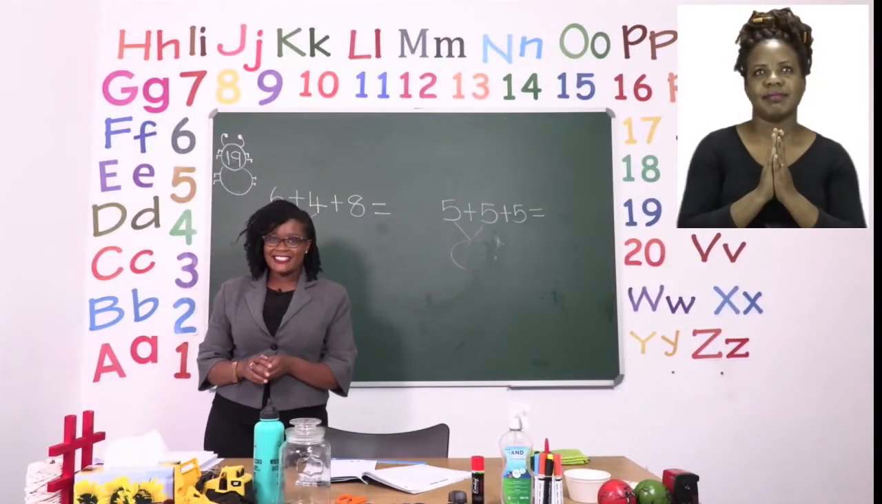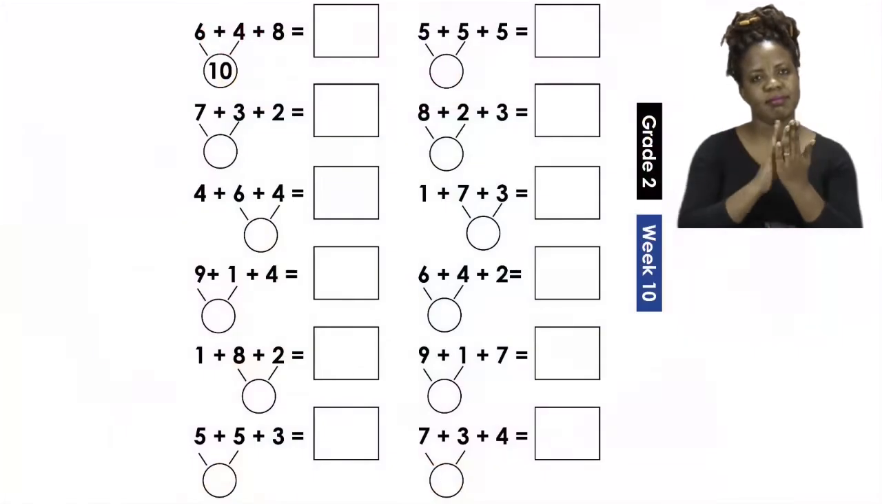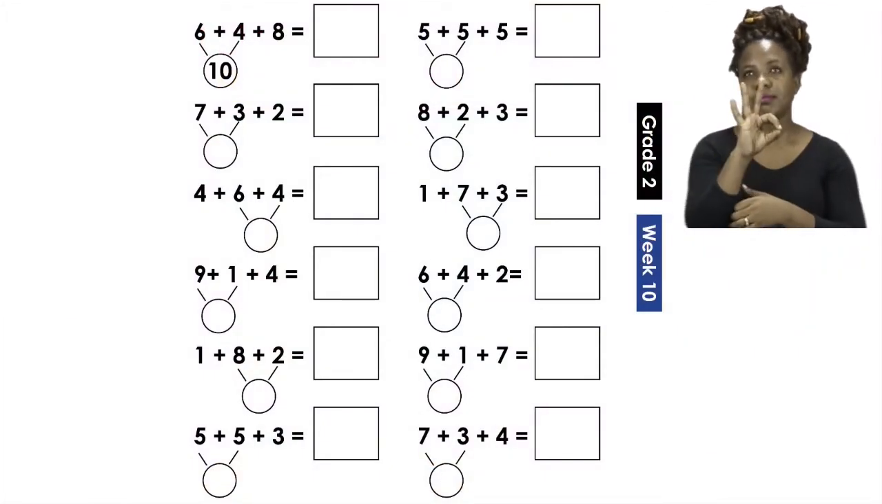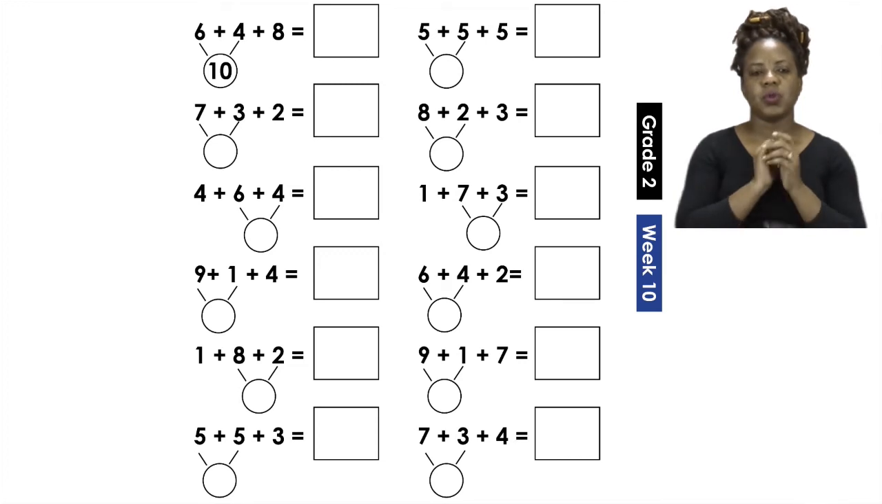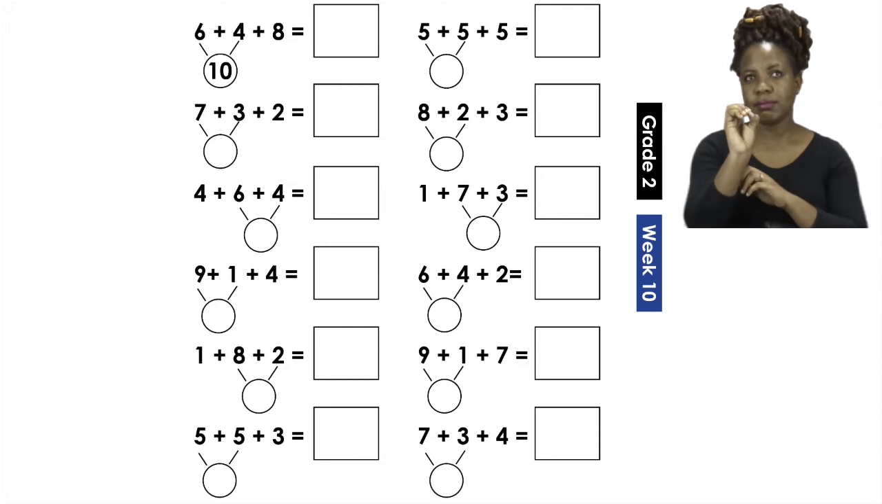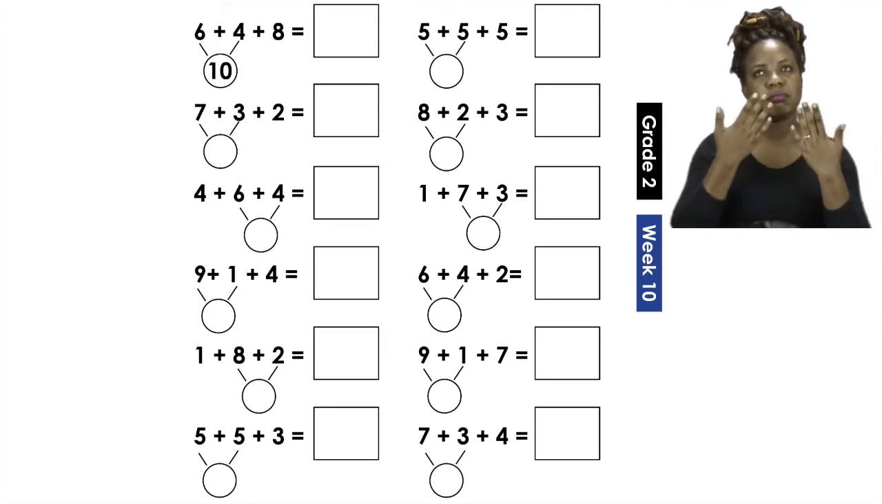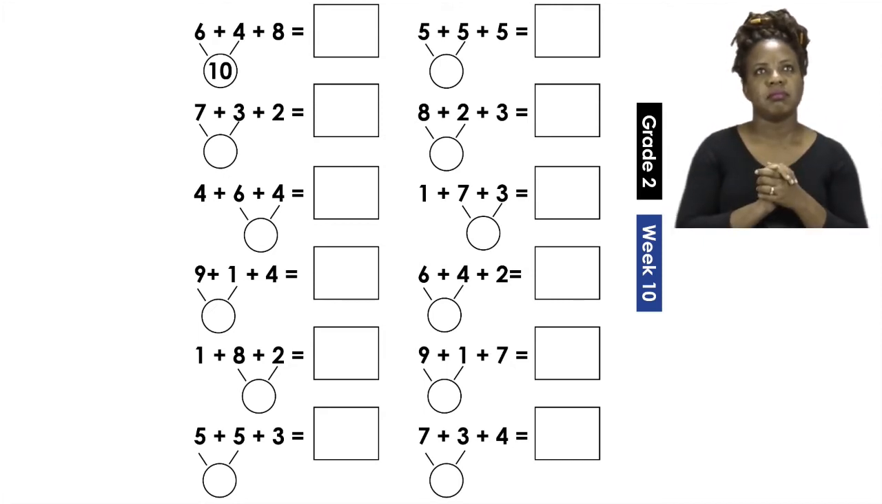For our exercise now, boys and girls, let's turn to page 19. On page 19, we are going to be doing some bridging. And with the bridging, we are going to be using the number 10 to bridge. So we are going to be also using a bubble to help us with the bridging. Now, they've already given you the first clue, but we need to finish that one together. So let's take a look at the first one.